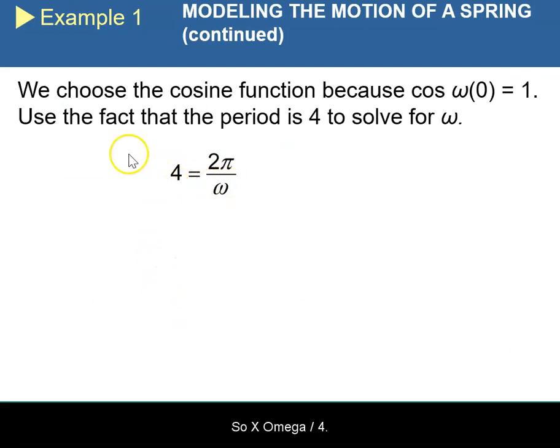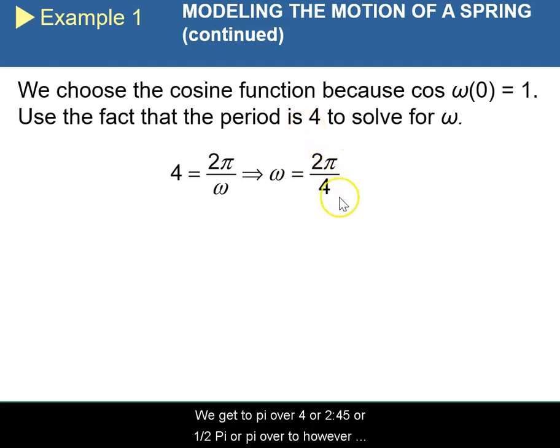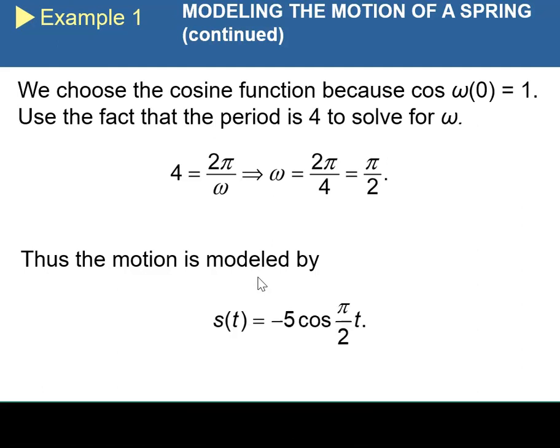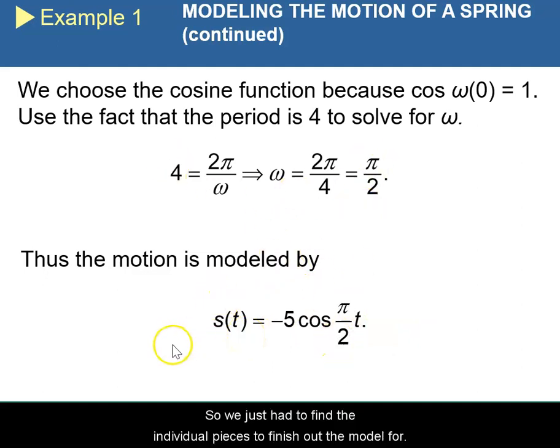So multiply by omega, divide by 4. We get 2 pi over 4, or 2/4 pi, or 1/2 pi, or pi over 2, however you want to call it, right? So our motion is going to be modeled by the function s of t is -5 cosine pi over 2 t. Okay, so we just had to find the individual pieces to finish out the model for our harmonic motion.